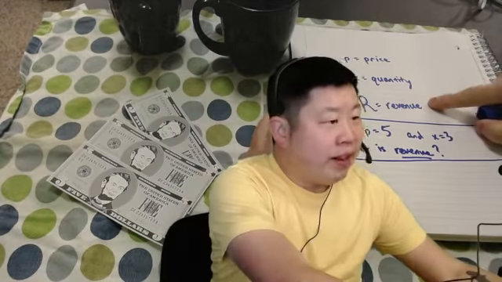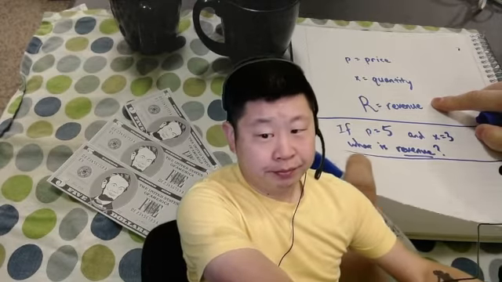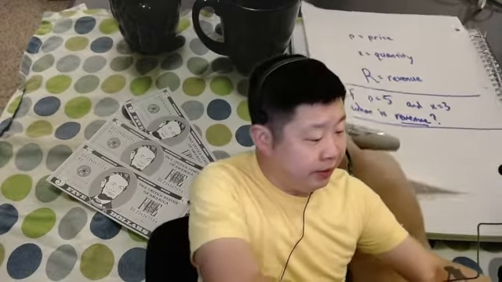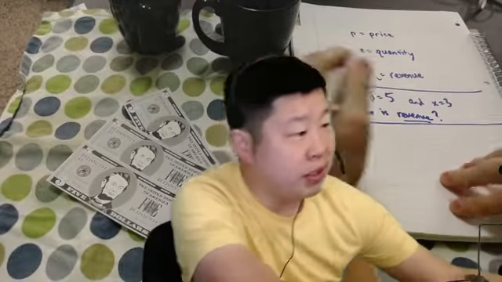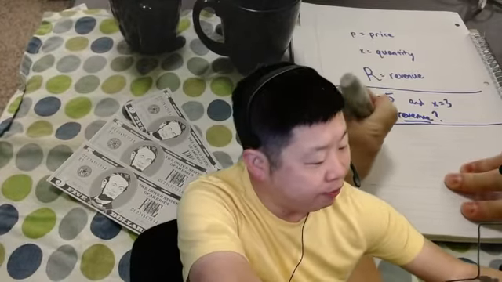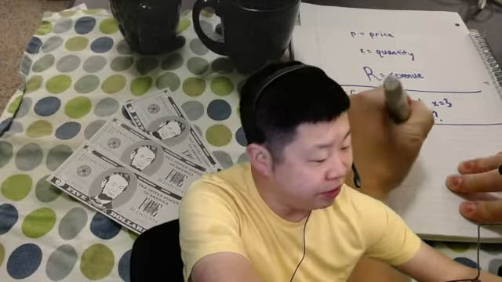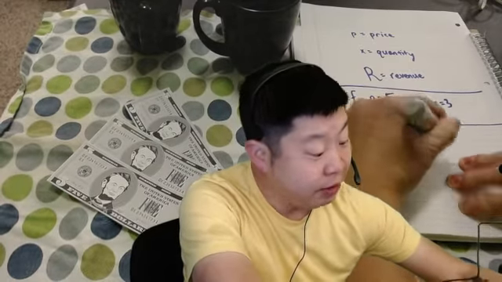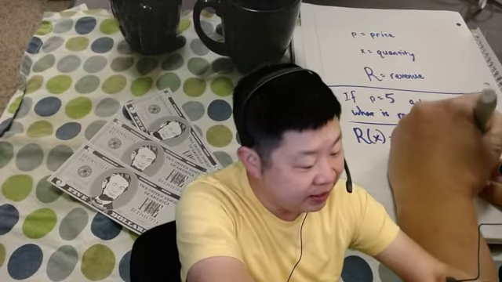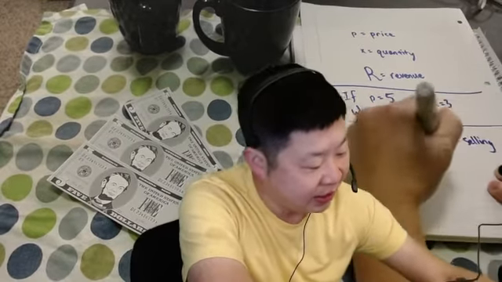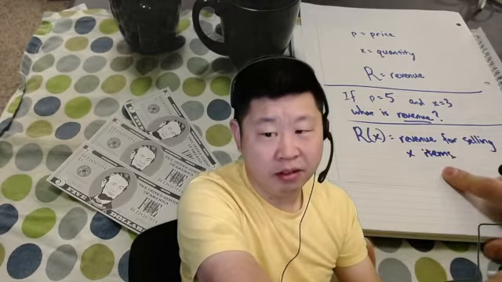Now, we've already written that R is the revenue, but we'll tend to be a little more specific and write capital R of X. We'll write that to mean this is the revenue, or the money received, that's what revenue means, for selling X items. And we'll see examples of such formulas later.